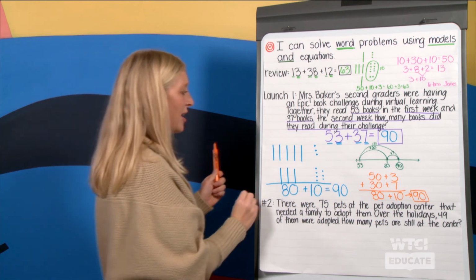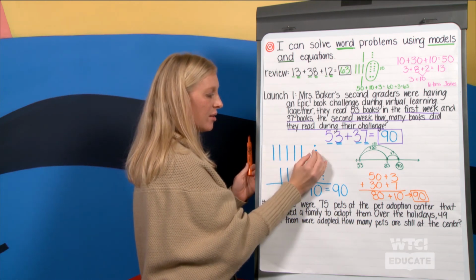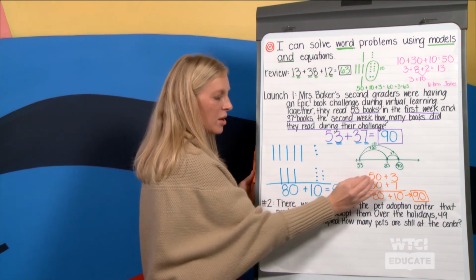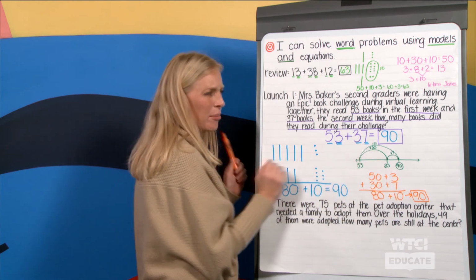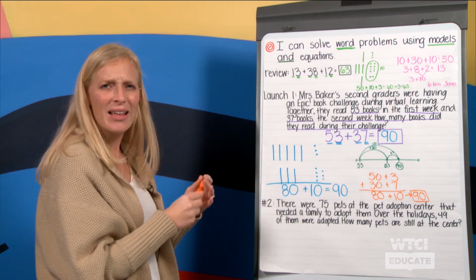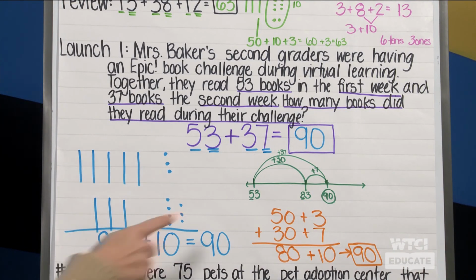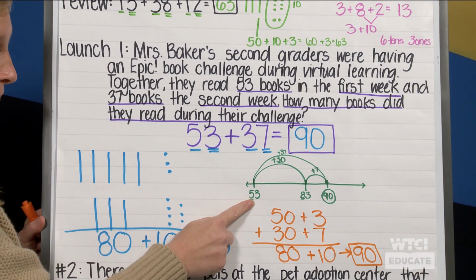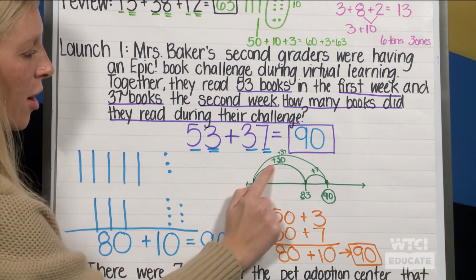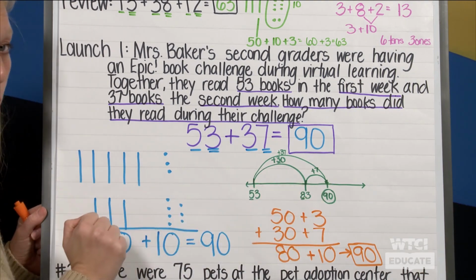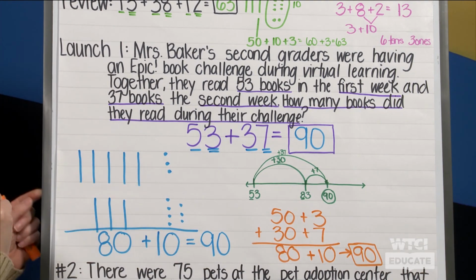Yes, they're breaking up our 10s and our 1s. Where do you see that on the number line, that breaking up of 10s and 1s, that decomposing? We didn't break up the 53, did we? We did break up our 37. We broke that up into our 10s and our 1s.